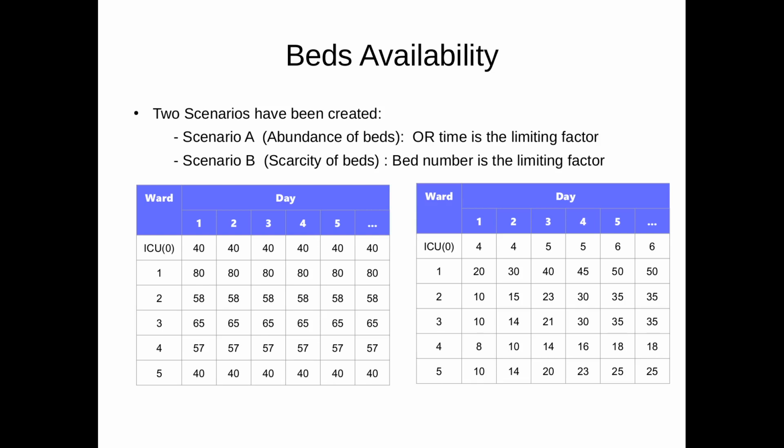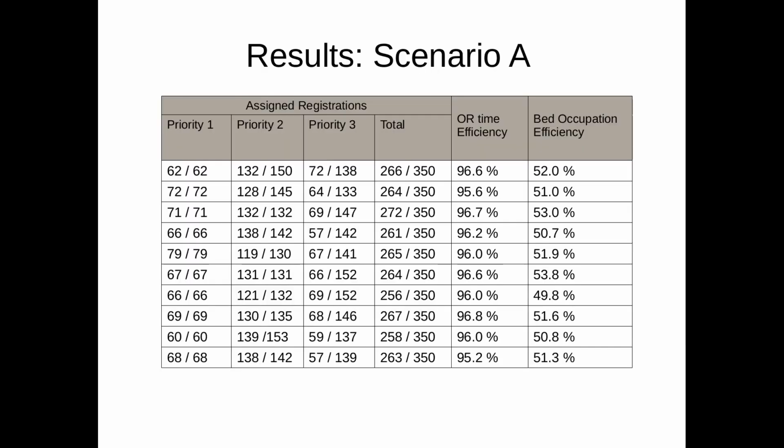So the bed number is the limiting factor in the second scenario. The results we achieved from Clingo is that we have 10 instances, and all these 10 instances are from the registration generator. We can see 3 priorities, P1, P2, P3. Total number of registrations generated is 350. Out of 350 generated, 266 were assigned to the ORs, and all P1s are assigned. Priority for P1 has been kept.